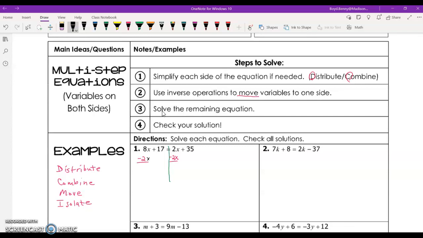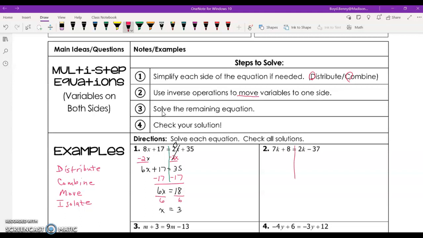So 8x minus 2x is going to leave me with 6x plus 17 equals 2x minus 2x is 0, and 0 plus 35, that just leaves me with the 35. Now I'm going to isolate the variable. First I'm going to subtract 17 from both sides. That's going to give me 6x equals 18. Next thing I'll do is divide by 6. And that's going to give me x equals 3. Okay? All right, let's go ahead and move on to number 2.